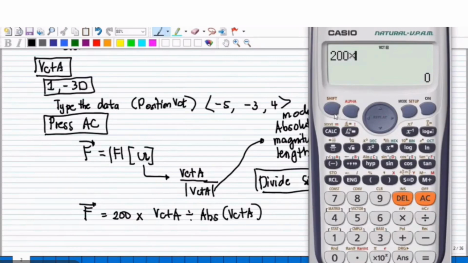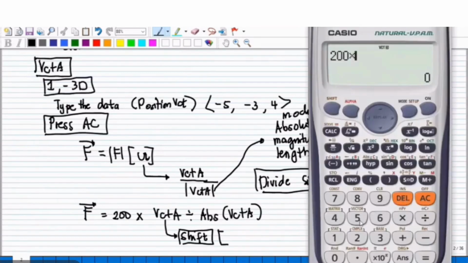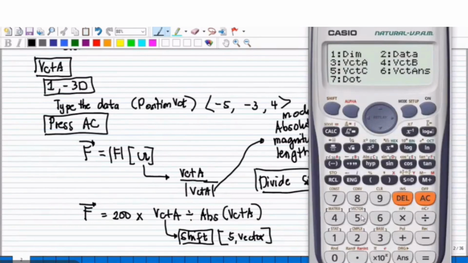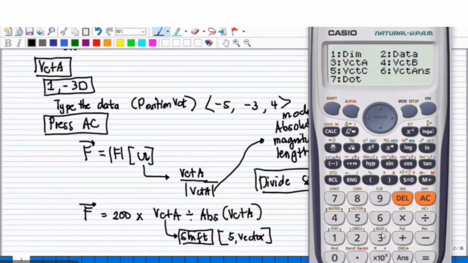Paano po natin i-declare si VctA dito? Okay. So, press lang po natin yung shift vector. Okay, shift, then vector. Saan po yung vector na yan? So, vector po is 5. Okay. Shift 5. So, this is 4 vector. Okay. Shift 5. So, makikita nyo po yung VctA dito. Okay? So, divide po. Divide sign lang po. Then, absolute value. Magamit na natin yan. Diba? So, shift hyp. That's for the absolute value. Then, i-declare ulit natin si VctA. Shift vector. Then, 3. Then, close parenthesis.